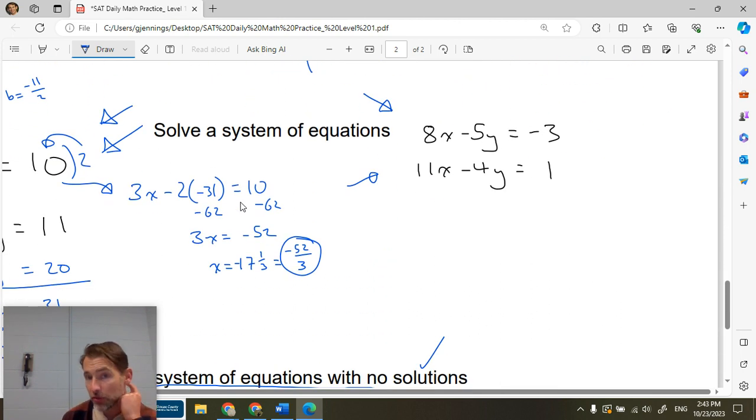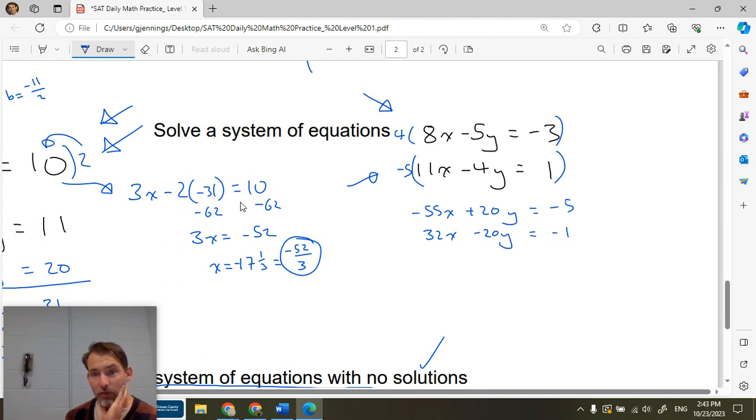Okay. Solve this system of equations. Well, to do that, I'm going to multiply this one by 4 and this one by negative 5. So that I'll get the following equations: negative 55x plus 20y equals negative 5. And then I'm going to be adding that to 32x minus 20y equals negative 12. So these are going to add together to negative 17, and that's going to eliminate the y's. And then here, negative 55 plus 32 gives us negative 23.